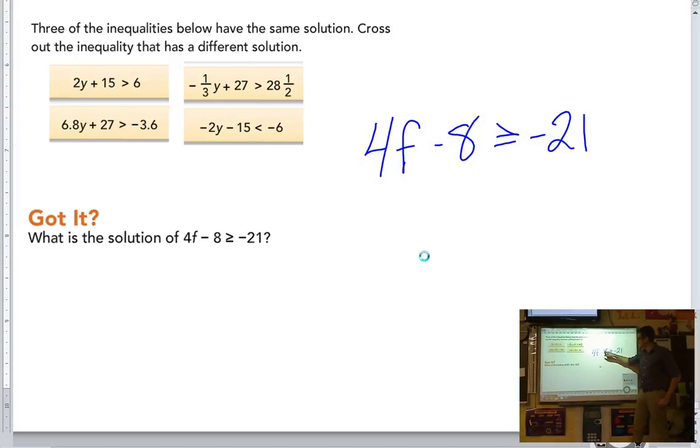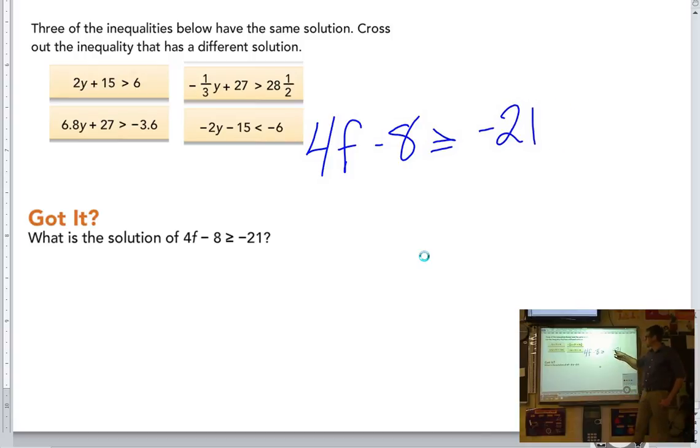Be careful working with those negatives. That's where people like to make their mistakes. We've got a negative 8 and a negative 21. There's a lot of negative happening here. I know, but you're going to add it to a negative. So be careful. You're on the negative side of the number line, and when you add, you go up towards the positives.